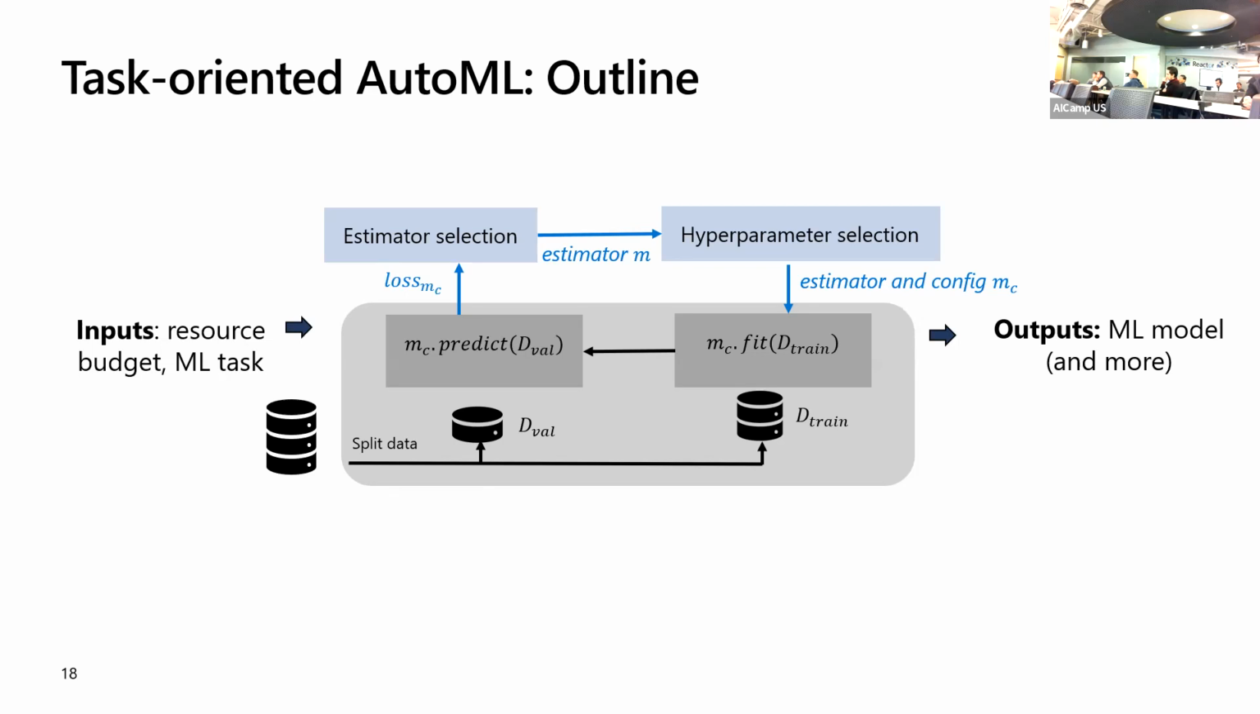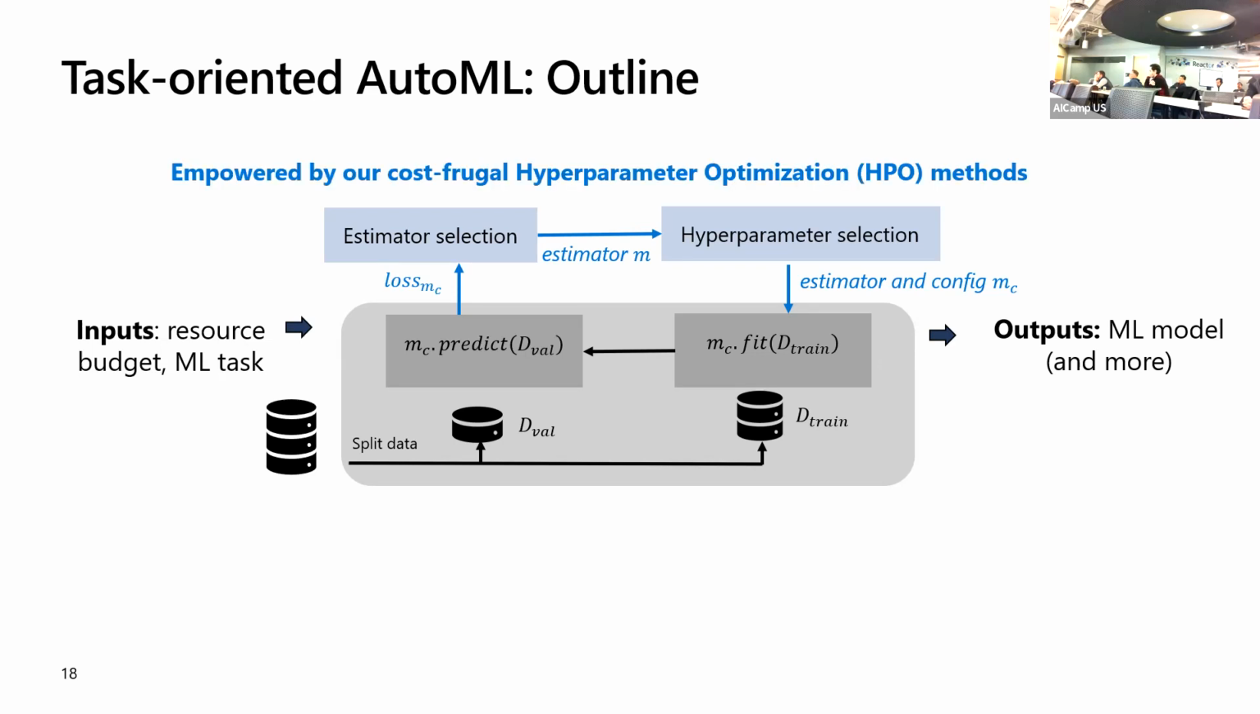Each trial involves one step of learner selection and hyperparameter selection. Then, with the selected learner and hyperparameter configuration, it trains the model, evaluates the model on the validation dataset, and reports the validation loss. The hyperparameter optimization step is empowered by our cost-frugal hyperparameter optimization algorithm. By the way, FLAML does task and learner level data preprocessing, though the preprocessing step is not shown in this figure.